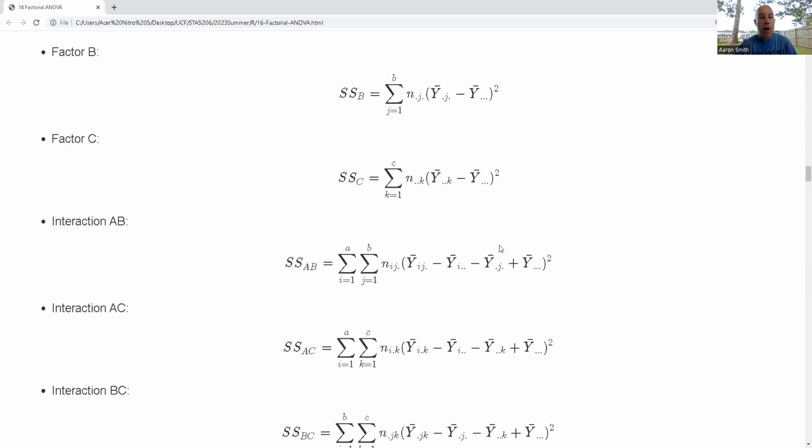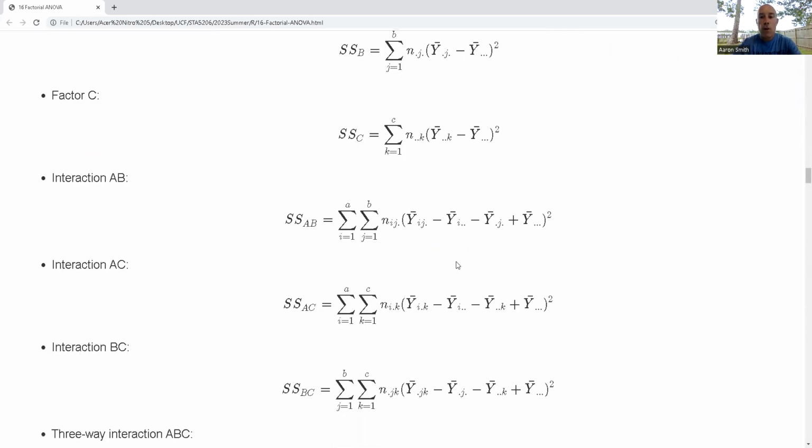Now, for my pairwise interactions, it gets a little bit more interesting. Here I've got two variables going on, let's say A and B. I'm going to take a level of A and a level of B. Every time I see that combination of A and B, I take the average of the target variable.